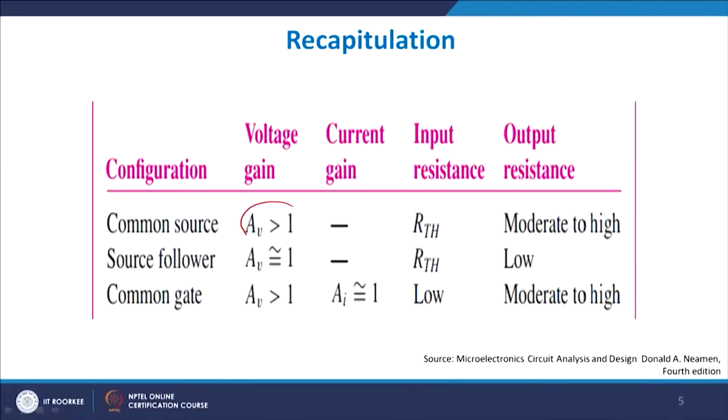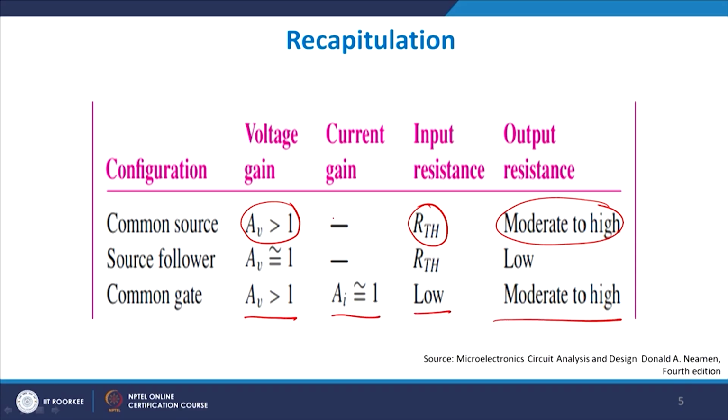With this knowledge, we have almost done the most part of the design functionality of a common gate, common drain. Let me just recapitulate all the 3 configurations to you. The first is common source, as I discussed with you, obviously AV is much larger than 1, right. Input impedance is the Thevenin equivalent or the total resistance offered by the device. Output resistance is moderate to high. We just now saw the common gate, AV is greater than 1, current gain is approximately 1, input resistance is low and output resistance moderate to high.